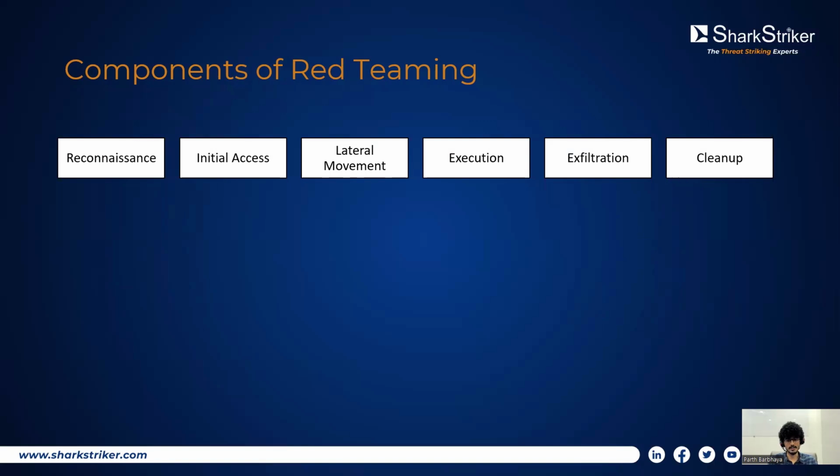Imagine you got into a building through a window, and now you are trying to unlock all the doors inside. Fourth is objective execution. Here's where the real action happens. We focus on specific goals like stealing data, compromising systems, or causing disruptions. Exfiltration and cleanup. Finally, it's time to leave without a trace. We extract valuable information and make sure to cover our tracks so that we do not get caught.